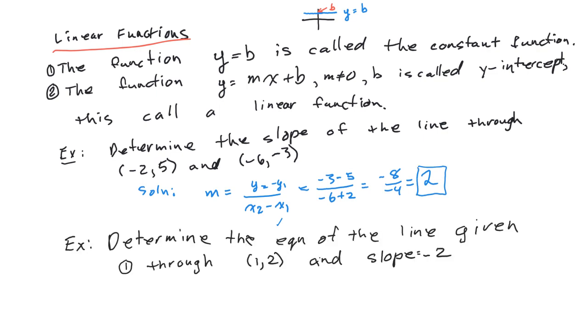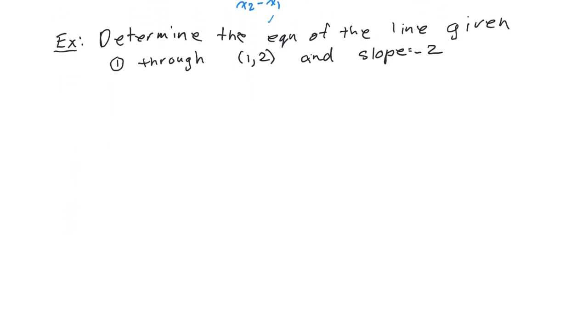So now let's do this next thing here. Example: determine the equation of the line given that it goes through the point (1, 2) and has a slope of -2. So let's just make sure that all these are grouped and then move them up. So now here's the solution.